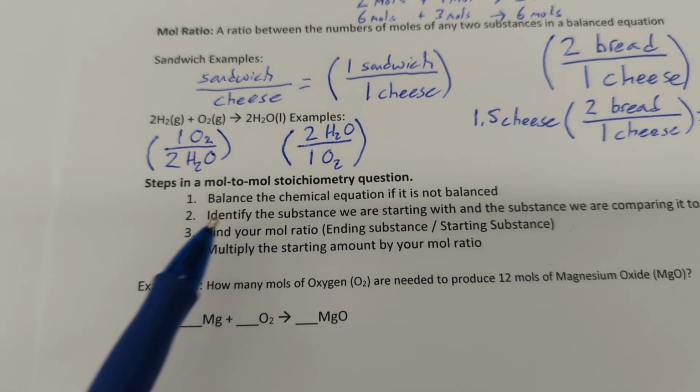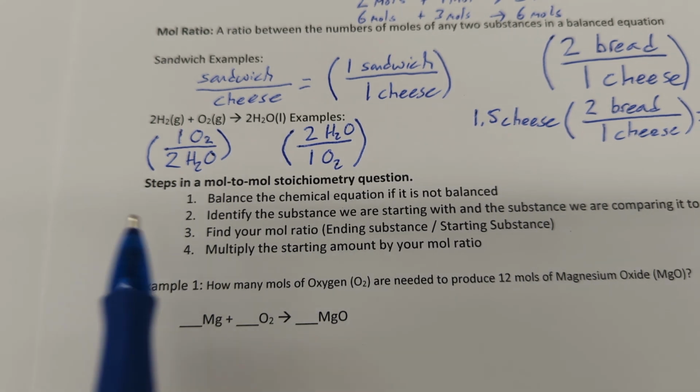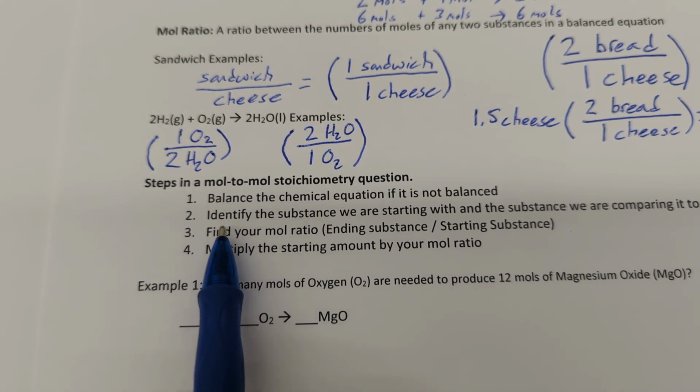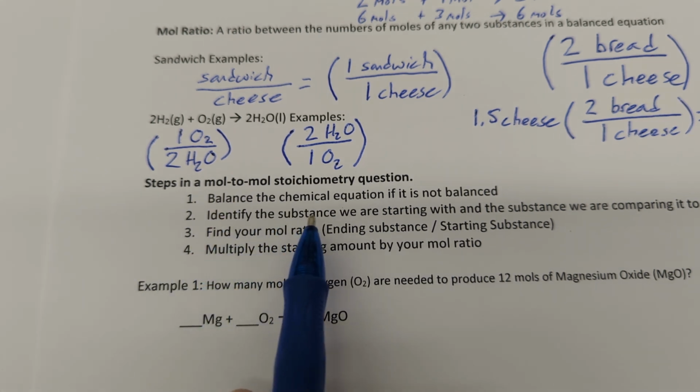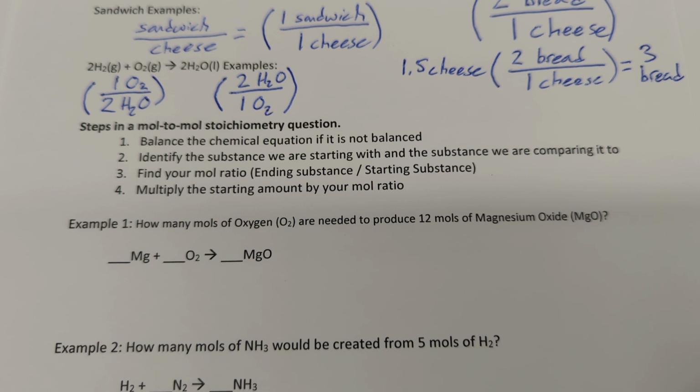The first thing is we need a balanced equation. So if we were already given a balanced equation, we could skip past that. But if it's not balanced, we need to find a balanced equation to get those coefficients. Next, we've got to read the question and identify the substance we are starting with and the substance that we're going to compare it to. So that's sometimes a bit of a challenge.